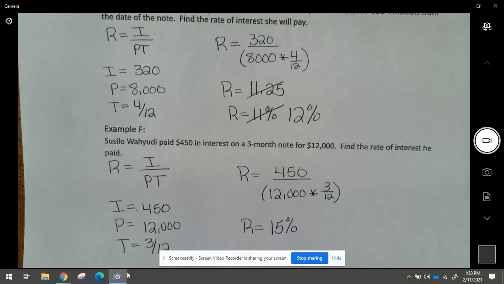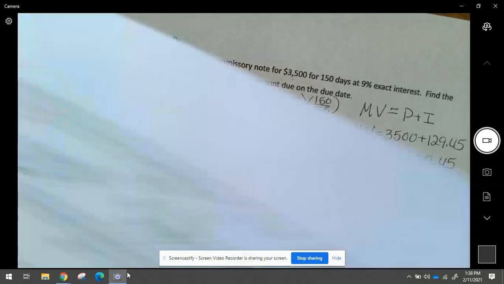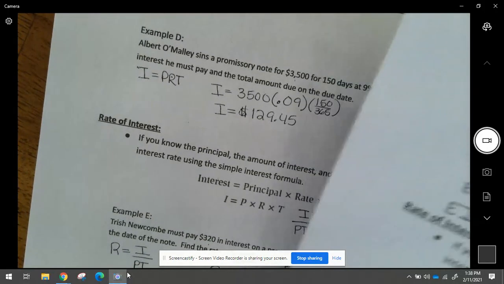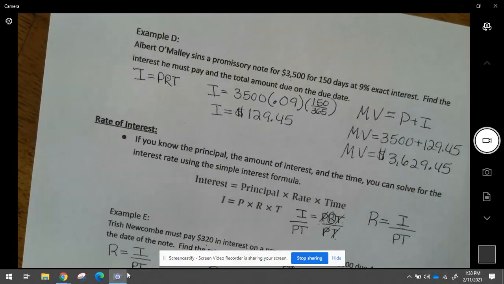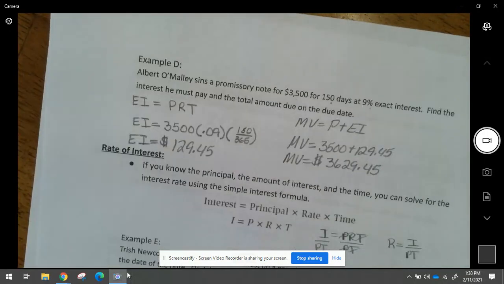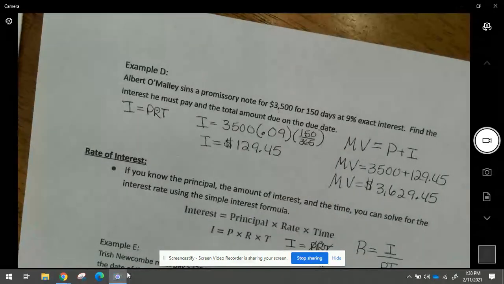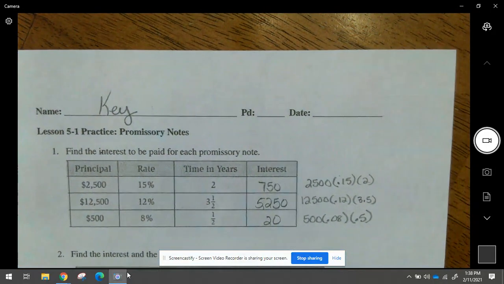Okay, so we've done 3 different skill sets. We've calculated our interest and our maturity value, and then we found our missing rate. Those are the 3 different problems that you will do on the homework, which is right here, lesson 5-1, practice promissory notes. Okay, it looks like this. All right. Have a good day.